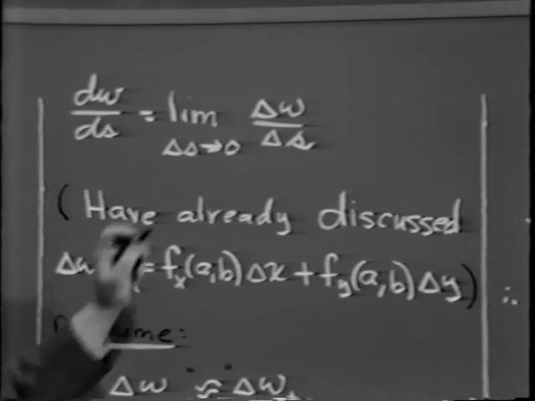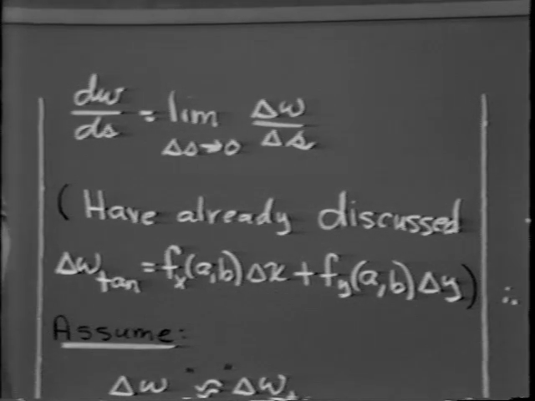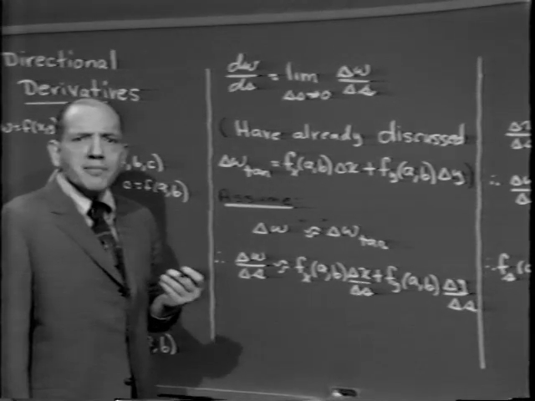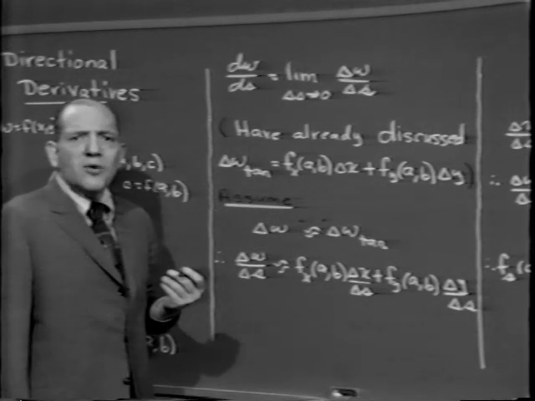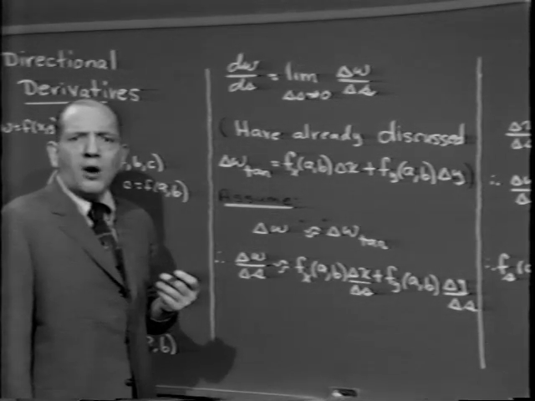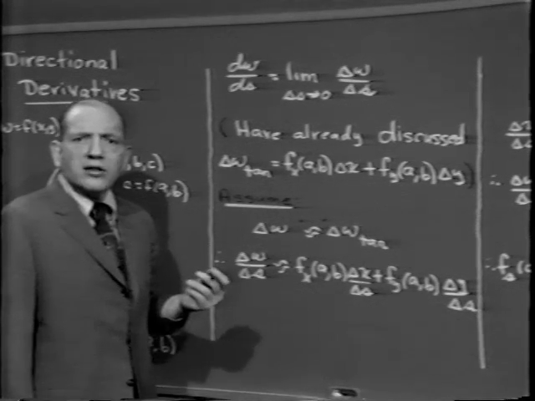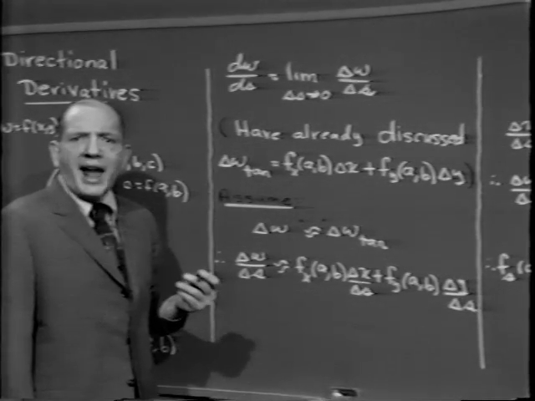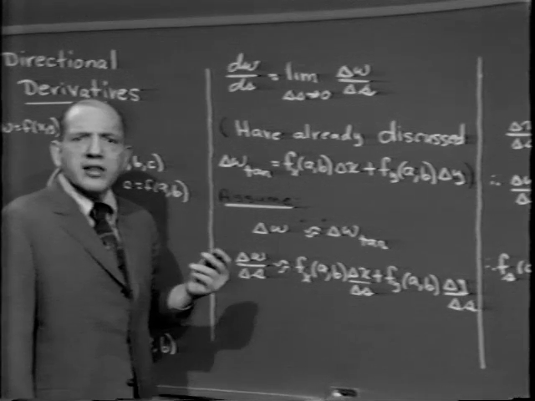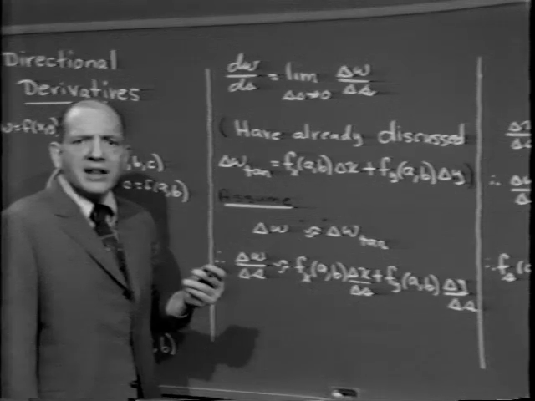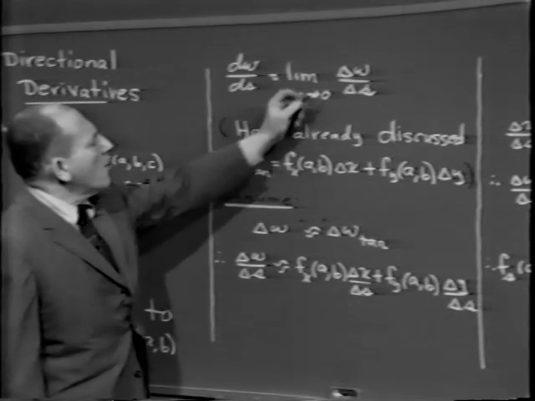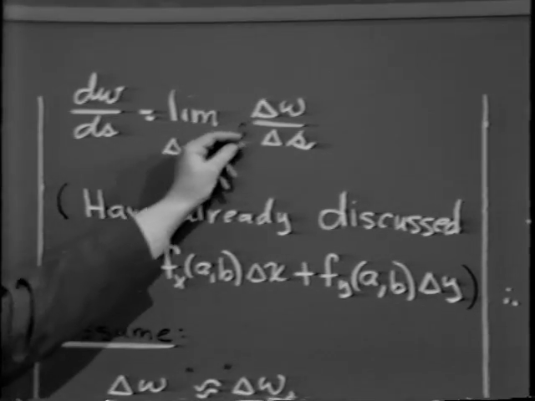Now, what's very difficult to compute in real life is delta w. After all, this w being f of x, y, f can be a very, very complicated surface. And to actually find the true change in w, well, we already saw this in part 1 when we compared delta y with delta y tan. To actually find the change in y was a much more difficult job than to find the change in y to the tangent line.